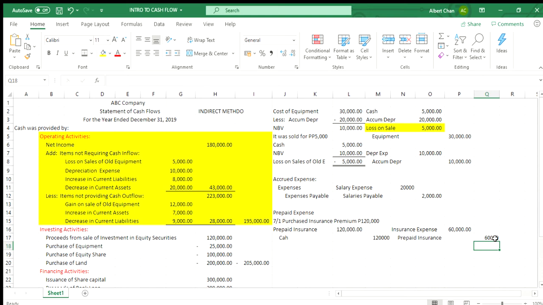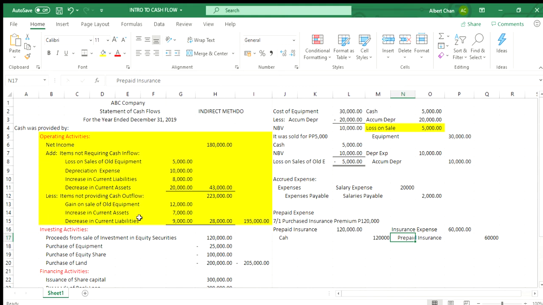The insurance expense, again, will be reported in your income statement as part of your operating expenses. Your net income will decrease, but there was no cash out. Look, your credit is prepaid insurance, which is a current asset. So your income decreased, but no cash disbursement. So you have to add it back to compute for the actual cash provided by operations. And then you get the total, and you deduct items not providing cash inflow.